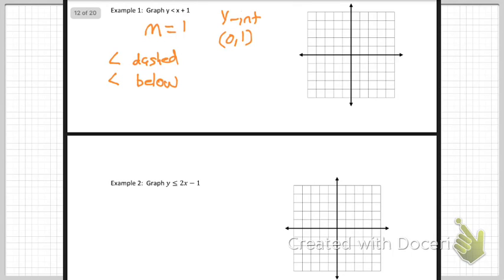Alright, so let's go ahead and graph this line. Our y-intercept is a positive 1. So from here, I'm going to go up 1, right 1, and this will be the rate of change with my line.